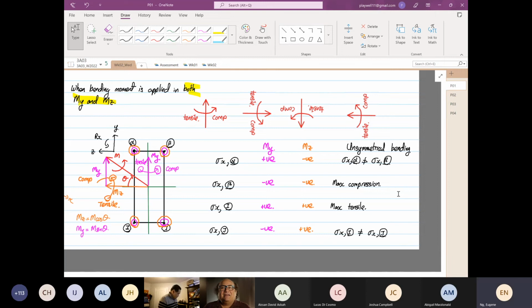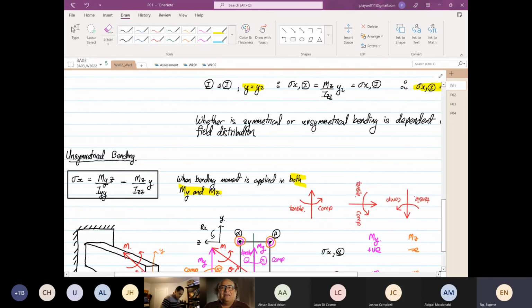Okay? So this is where we get unsymmetrical bending. Okay? Are we clear? Okay. Now, I want to elaborate where mistakes are made, and I want you all to prevent making this mistake. So let's go back to the formula again.